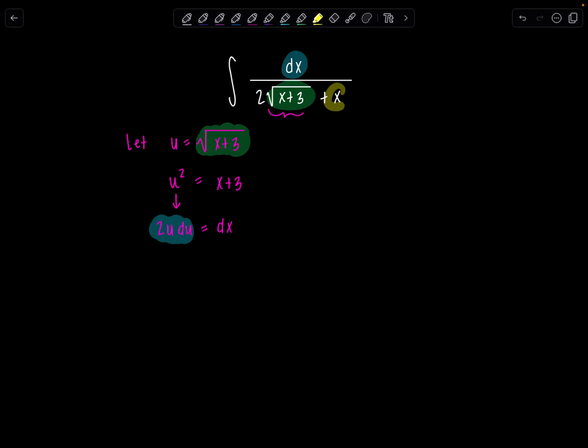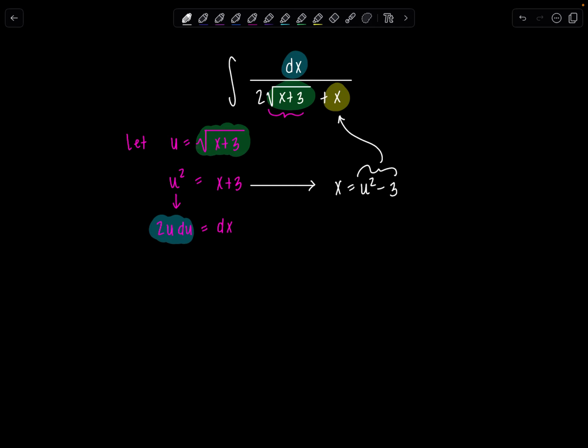I just have this pesky little x still bothering me, and I need to rewrite that in terms of u. So how to do that? You're just going to come right here. Remember when we figured out u squared was x plus 3? That means x is equal to u squared minus 3. So that's what I'm going to replace that little x with in the denominator.